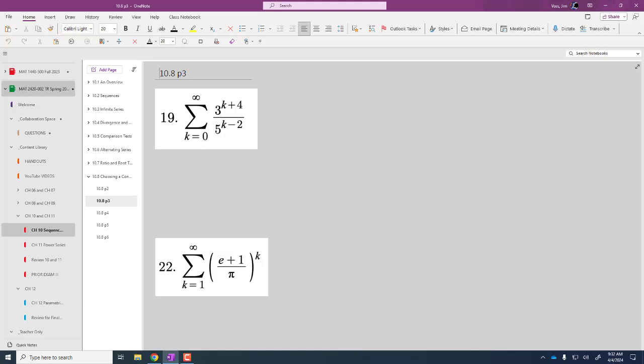Trying to get good at figuring out which test to use. So the best thing about this section is that there's just random series and you're trying to figure out cold, which one do I use? When you're in the ratio test section, guess which test you use. When you're in the root test section, guess what test you use.